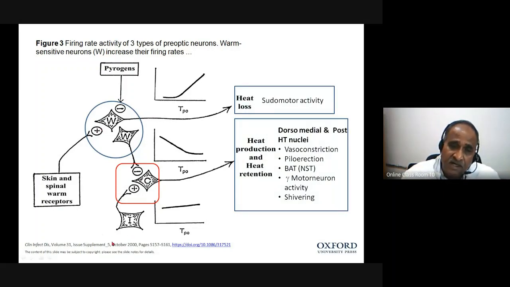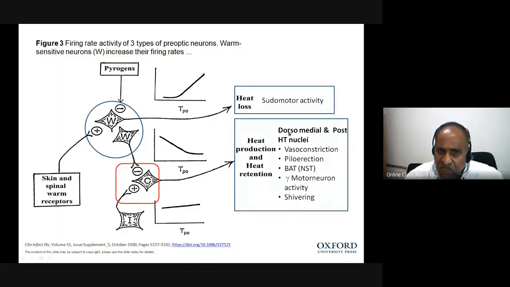Suppose there is a decreased temperature. If there is a decreased temperature, you just see the reverse of these things. This is not activated. If this is not activated, this is not inhibited. If this is not inhibited, this becomes prominent. The dorsomedial and posterior hypothalamic nuclei are set free, causing vasoconstriction, piloerection, gamma motor neuron activity, shivering, and increased adrenergic activity for the brown adipose tissue metabolism.